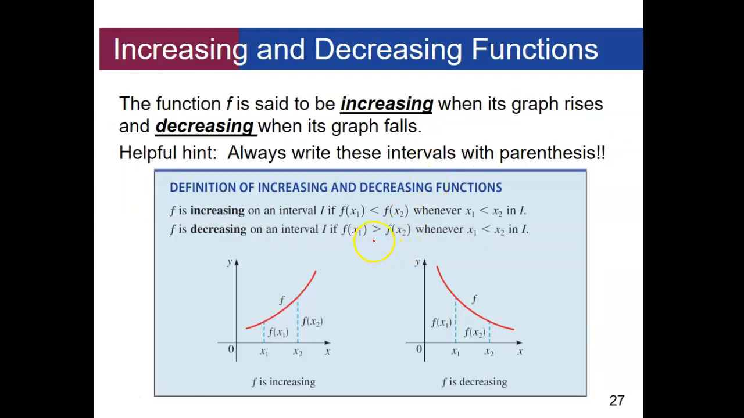All right, so the formal definition: f is increasing on an interval I if f of x sub 1 is less than f of x sub 2, whenever x sub 1 is less than x sub 2 in the interval. So basically, if x sub 1 is to the left of x sub 2, and the function value at x sub 1 is less than the function value at x sub 2, then we have to have an increasing situation. Here, if x sub 1 is less than x sub 2, and f of x sub 1 is greater than f of x sub 2, then you're going to end up with a decreasing situation.